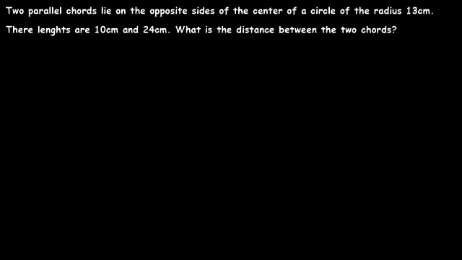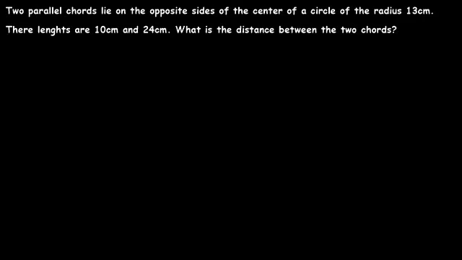Two parallel chords lie on the opposite side of the center of a circle of radius 13 centimeters. Their lengths are 10 centimeters and 24 centimeters. What is the distance between the two chords?